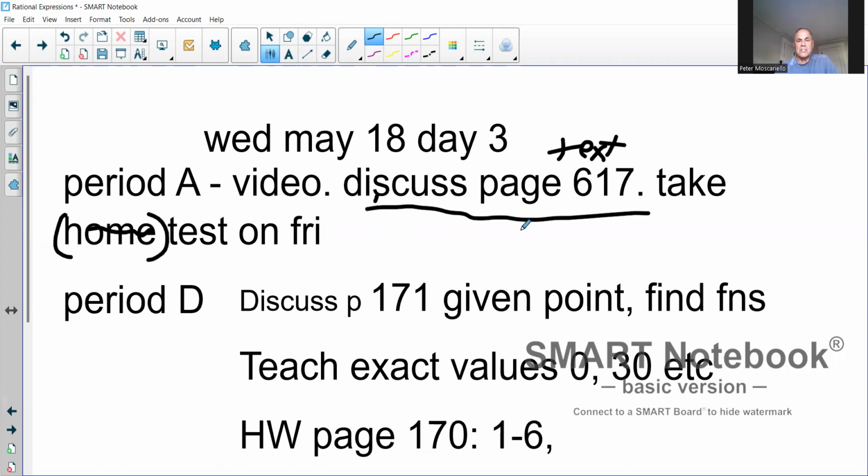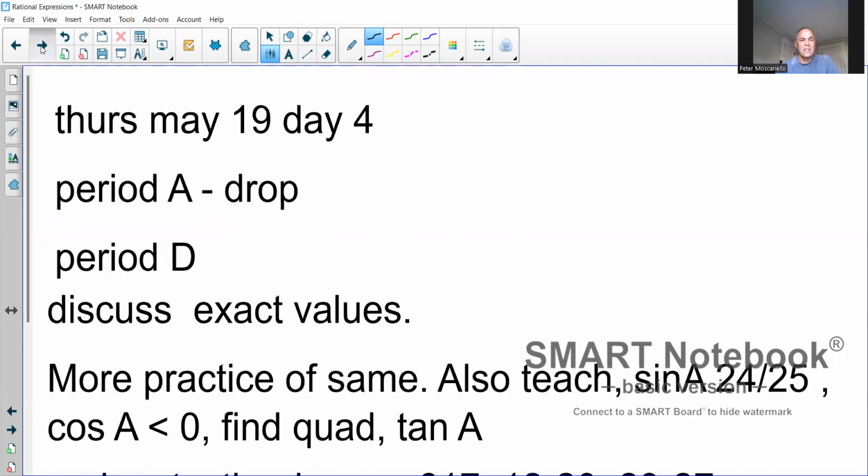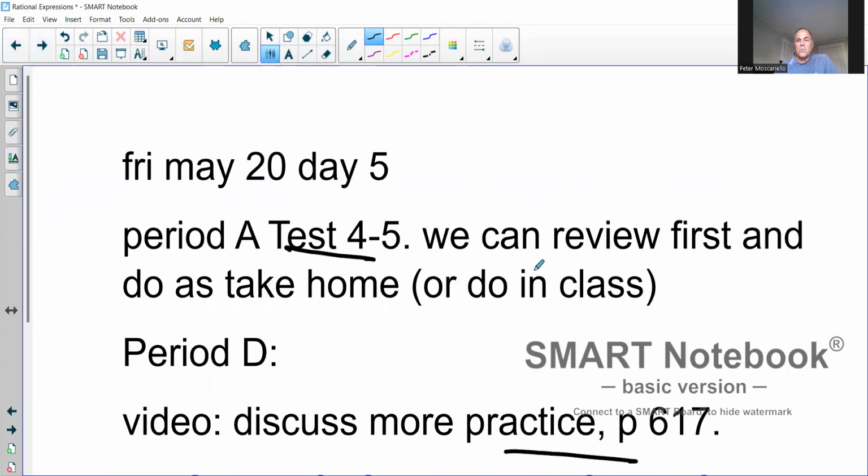Wednesday, right now, as you're seeing this, we're going to go over page 617. I'll review stuff. Then when we get to Thursday, hey, take the day off. Period A, drop it. When we get to Friday, we will review a little bit and take a test. Test 4-5 is definitely Friday. Will we do it in class or will we take it home? I don't know. I think we'll probably be able to do it in class. It's not a long test. I already made it up. I think we'll be good. So expect in class, okay?